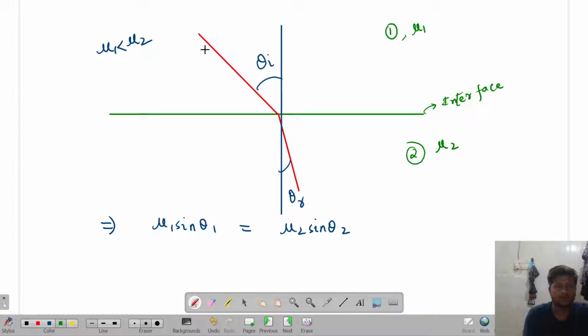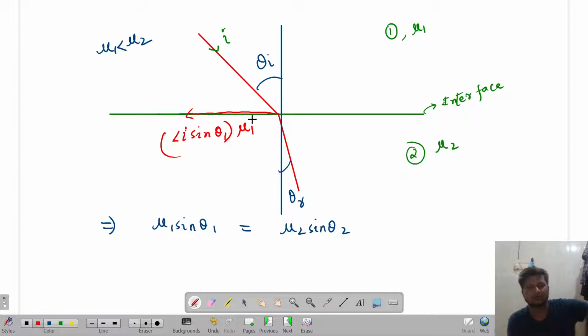So he took one component. Let's suppose this is the incident ray, and let's suppose we take the component of the incident ray along this horizontal direction. How much is it? It will be sine theta I into the refractive index mu1. It will be the component of the incident ray along this horizontal axis, or not? Tell me yes or no.